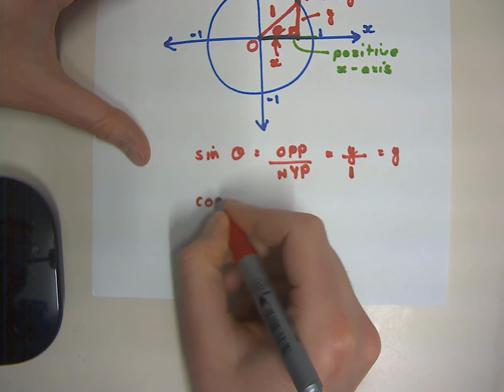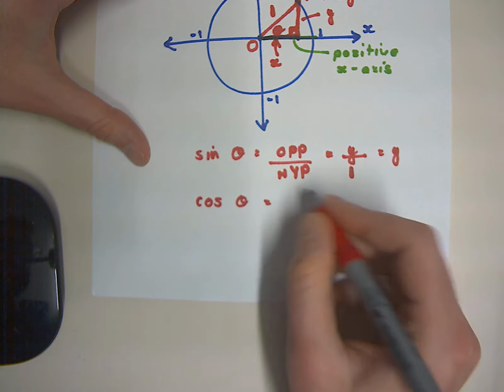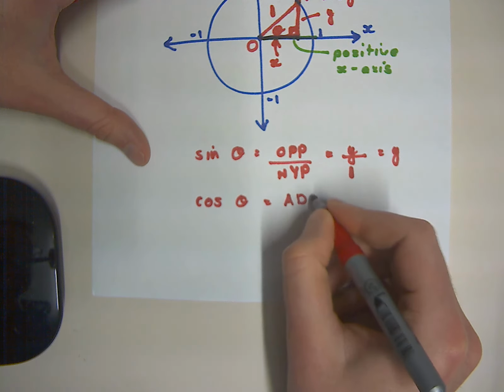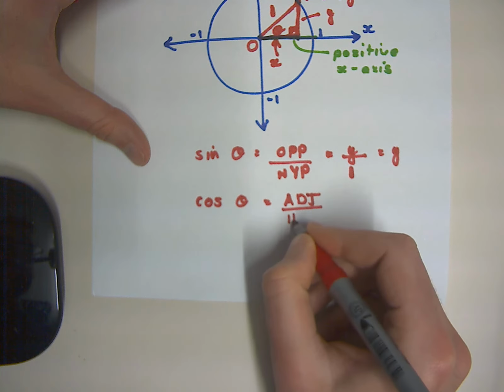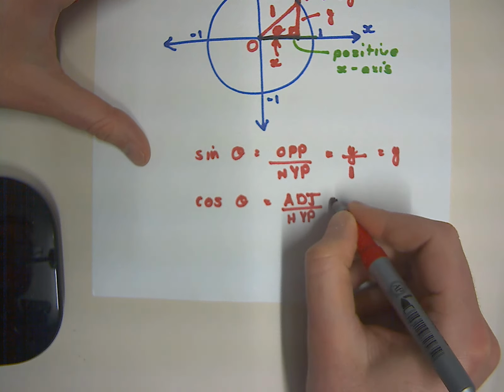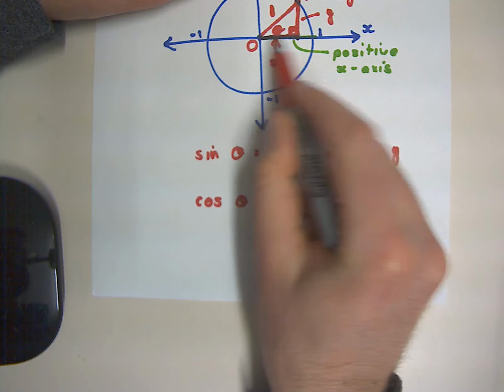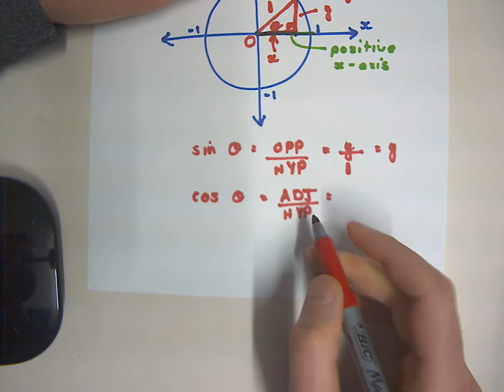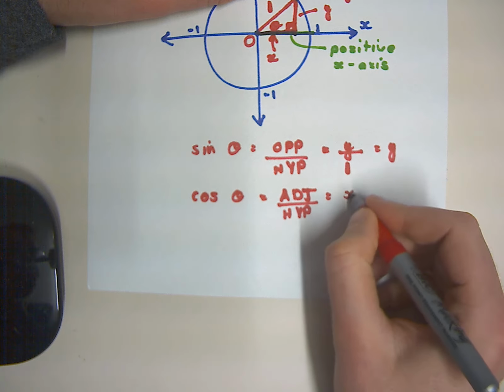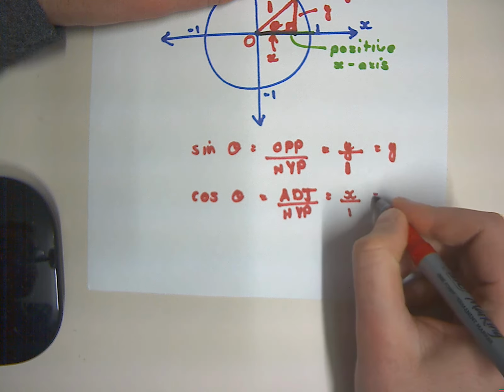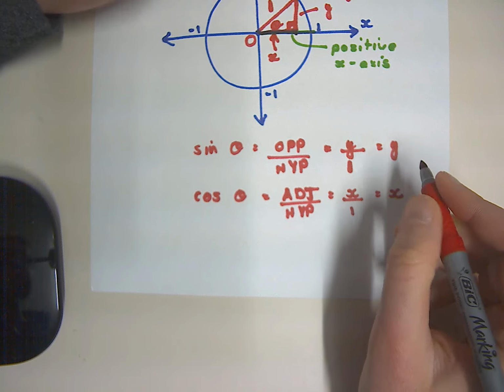Now, cos theta is the adjacent side over the hypotenuse, which, the adjacent side represents the x-coordinate of P. Hypotenuse is still 1, so this is x.